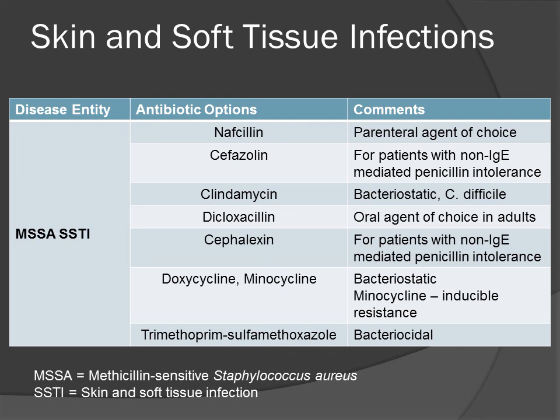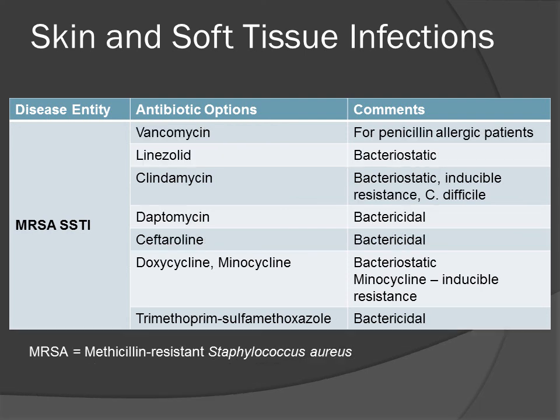Doxycycline and minocycline are decent options, although they are bacteriostatic, and minocycline does have inducible resistance. So if you are going to pick minocycline versus doxy, doxy's the better choice. And then there's also Bactrim, which is a good choice, but if you've got somebody who's got allergies or has super sun sensitivity, you have to be cautious of that.